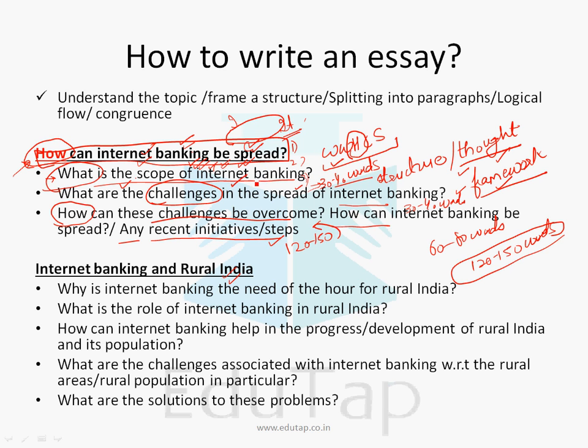And as you can see, all these three questions are logically connected. Once you start with the scope, then you write the challenges. Now when you move to the challenges, it does not look like you have taken a jump. It will logically flow. Then when you come to the steps that can be taken to overcome the challenges, it is logically flowing from the second question. So your congruence will be maintained, your logical flow will be maintained, right? So in this way, this topic can be framed.